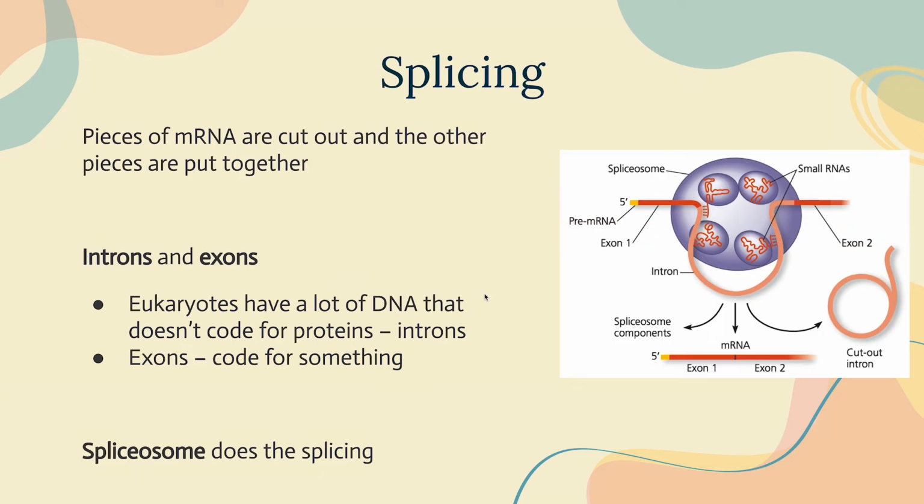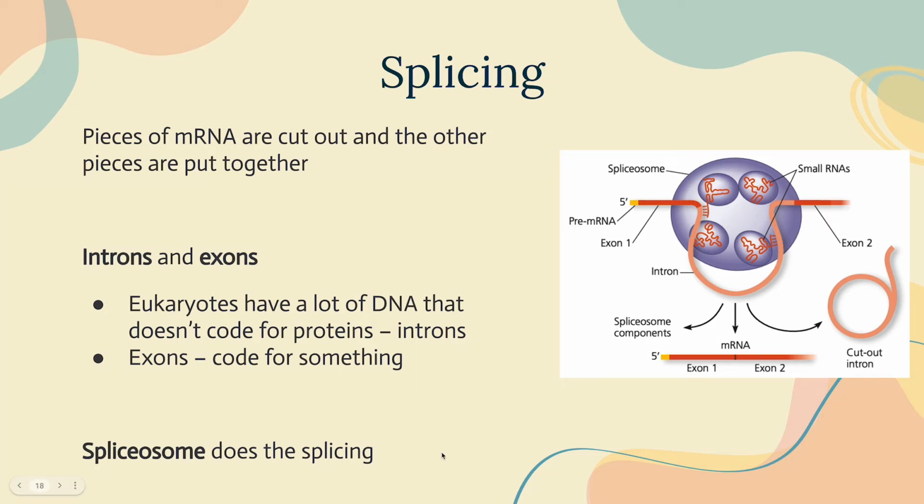Okay, next up is splicing. Splicing is when pieces of mRNA are cut out and the other pieces are put together. It's important to note what introns and exons are. Eukaryotes have a lot of DNA that doesn't code for proteins, and these are introns. And the exons are the parts that actually code for amino acids on a finished protein.